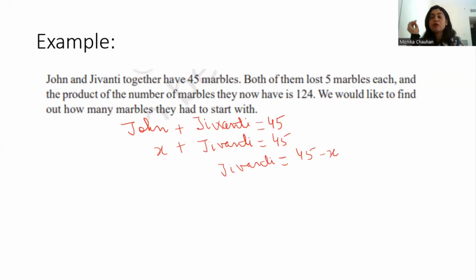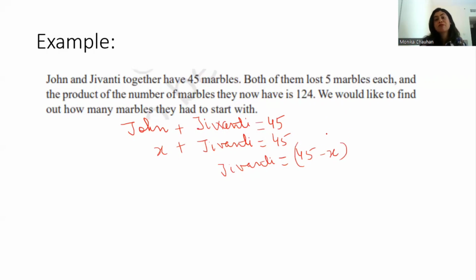So first of all, you have to assume one person as X and the other as the total minus that. But how does it come? This is the way. So we are translating this as an equation. If I have to write now, let John have X marbles and Jivanti have 45 minus X marbles.